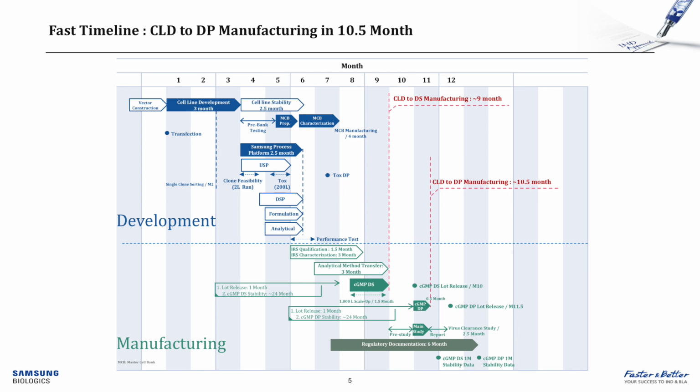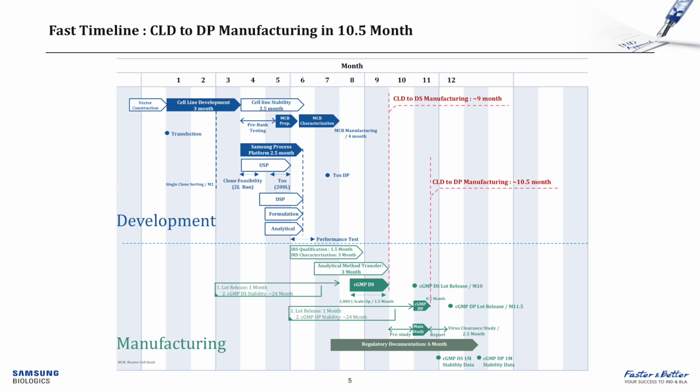So the fast timeline, as we look at the critical path and what's required, this is a very customizable program or process here at Samsung. So reaching out to our business development colleagues at the beginning can lead from CLD to DP manufacturing in as little as 10.5 months. The initial contract discussions initiate with the gene of interest or your sequence and transferring that for the vector construction. The timeline truly kicks off as we initiate the cell line development process, which for most programs is a 3-month overall timeline.